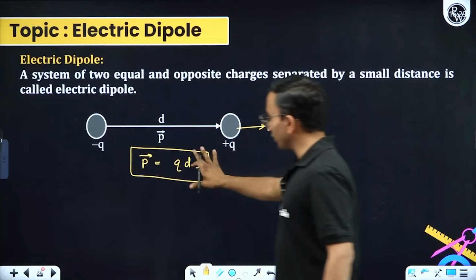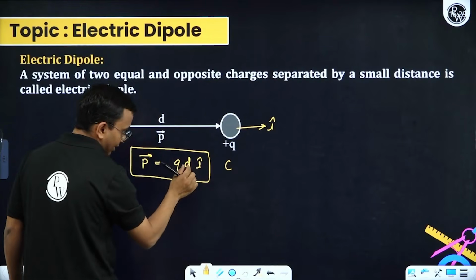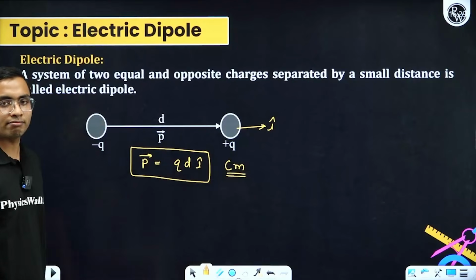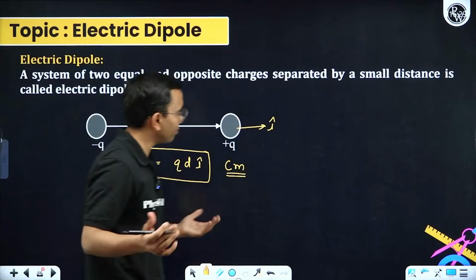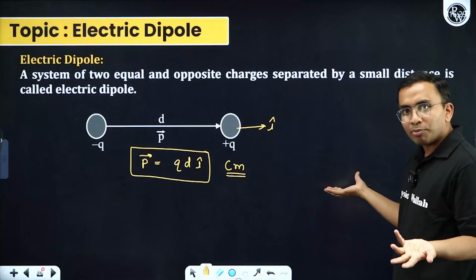If somebody asks you what is the unit, you will say this is charge having unit coulomb, this is distance having unit meter. So the unit is coulomb meter, isn't it? Coulomb meter, simple. That's all about this dipole.